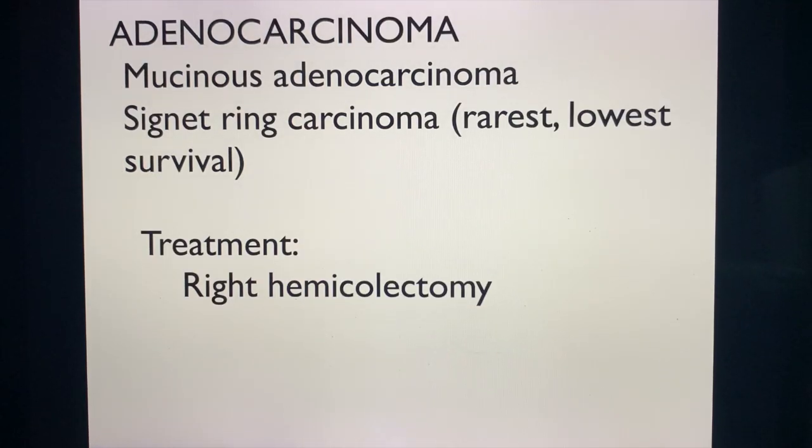Now, another cancer of the appendix is your adenocarcinoma. So we have the mucinous adenocarcinoma as well as the signet ring cell carcinoma. The signet ring cell is rare and it has the lowest survival rate. Treatment for adenocarcinoma of the appendix would be a right hemicolectomy. So it's not just merely an appendectomy, but you have to perform a right hemicolectomy.